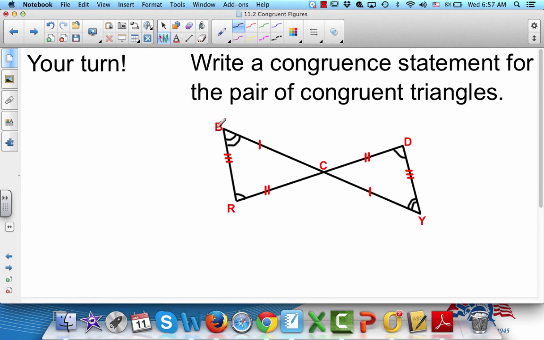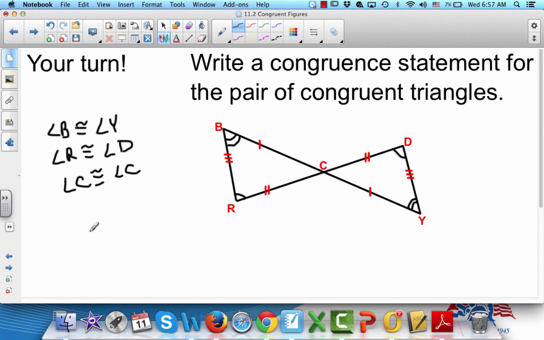Okay, so let's see what we've got here. Angle B is congruent to angle Y because it has two tick marks also. Angle R is congruent to angle D, one tick mark. And angle C is congruent to angle C because there's the last one in the triangles, so they have to be equal, but also because they are vertical angles, and so they have to be equal to each other.